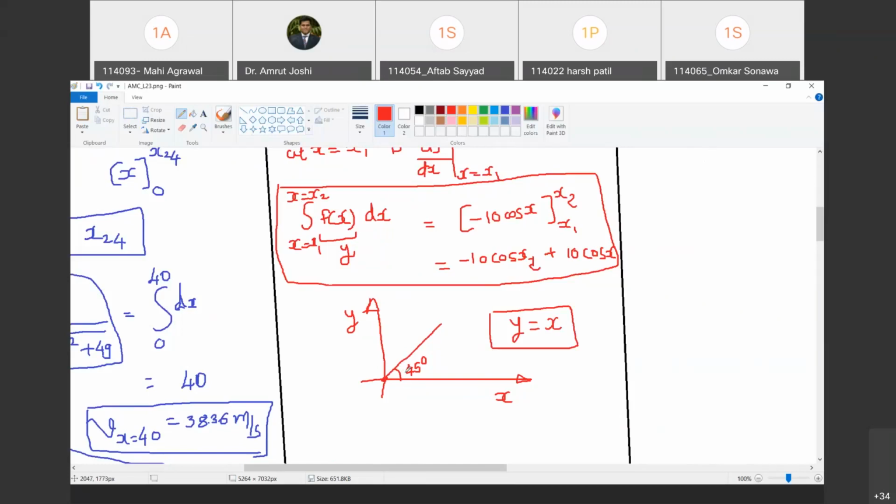So y is equal to x. Y equal to mx plus c. C is 0 because the line passes through the origin, and y is equal to mx. M is 1. So this is the expression. Do you agree with me?